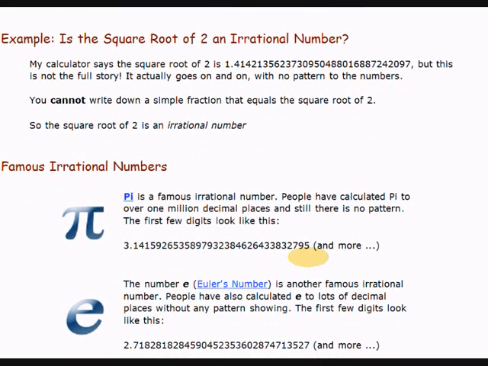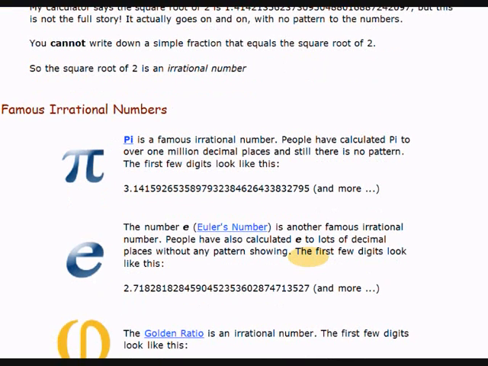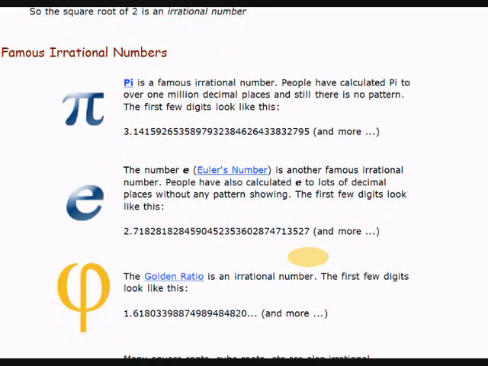What are the other famous irrational numbers? Pi. Pi is the famous irrational number. Over 1 million decimal places, still there is no pattern. The first few digits look like this. These are the few, and it keeps going. A lot of people have calculated the number pi.